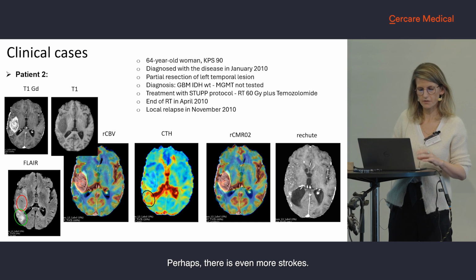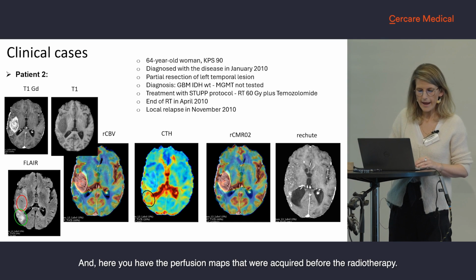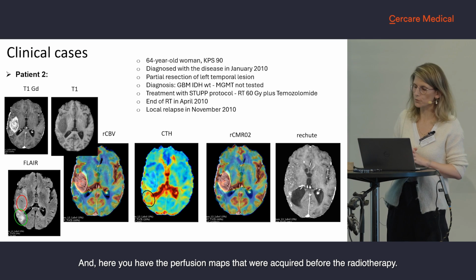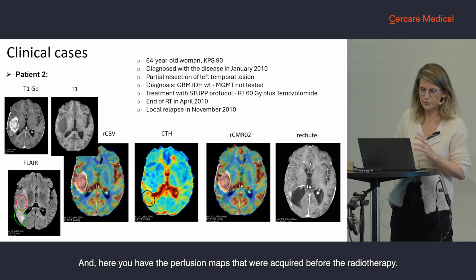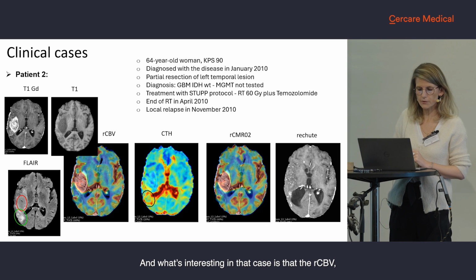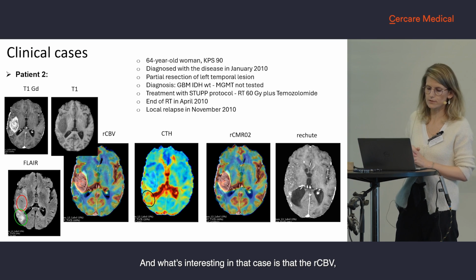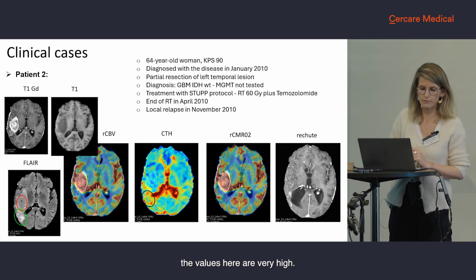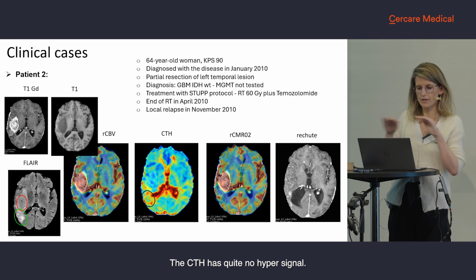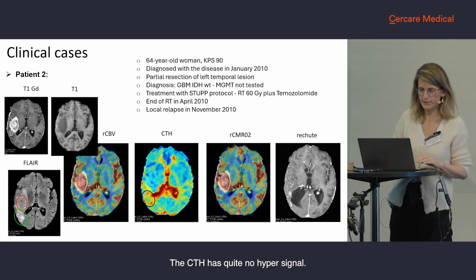Perhaps here is a stroke. And here you have the perfusion maps that were acquired still before the radiotherapy. And what is interesting in that case is that the rCBV values are very high. The CTH has quite no hypersignal.